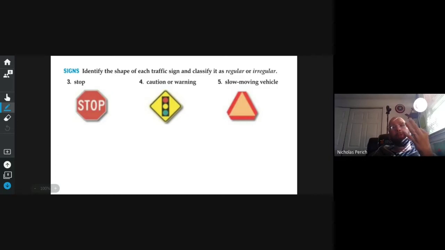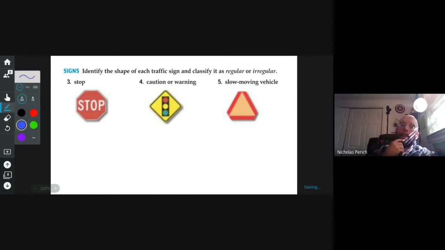So all I need you to do for 3 is give me 2 words. If I were to give you a sign like that and ask you to classify that, to identify the shape and call it regular or irregular, I would call that an irregular quadrilateral. Okay? So now, knowing that's an irregular quadrilateral, what is 3?